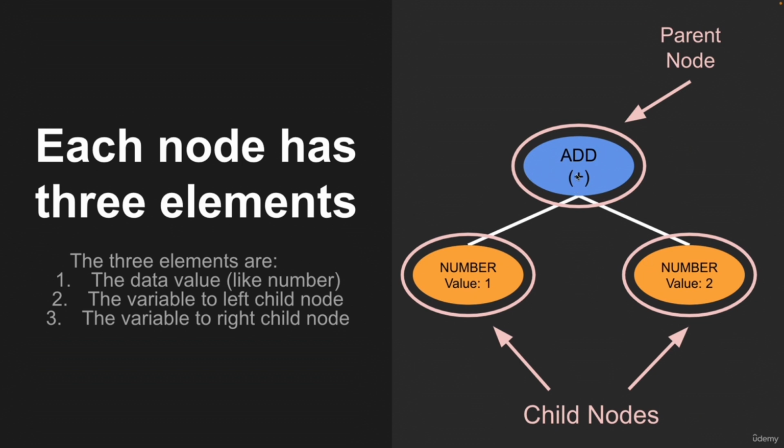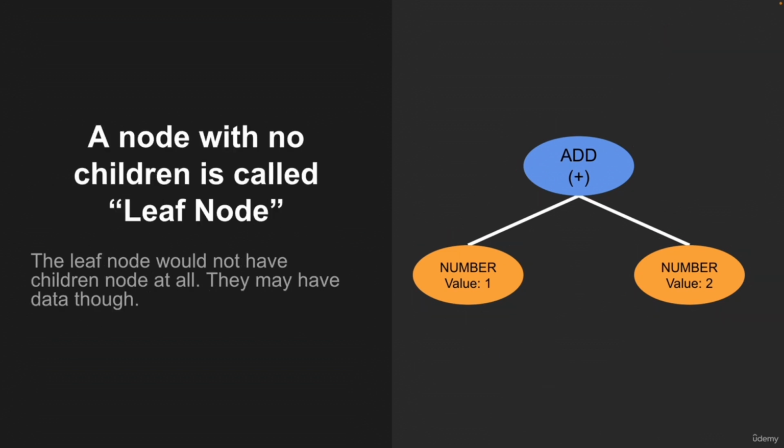So this add node probably has a variable or a pointer to the left child node, so it could see the data of the left child node if it has to, right? Because when you add something, you need to know the numbers. So you have to reach out to that node or to that variable of the node and say, hey, can I get the value 1? And then you do the other one, hey, can I get the value of 2? It's pretty much communicating with each other at this point.